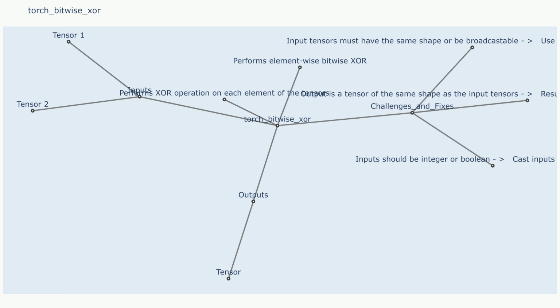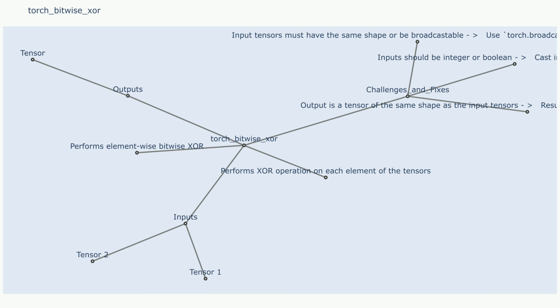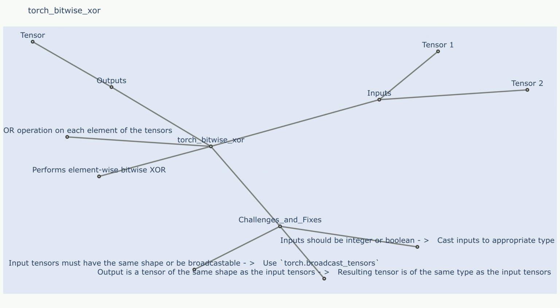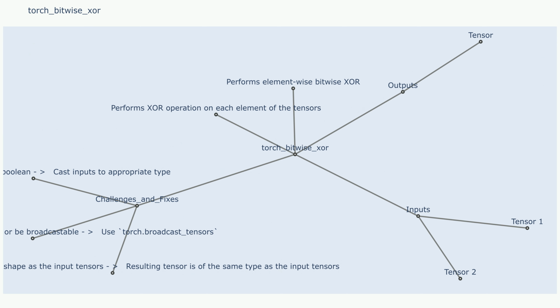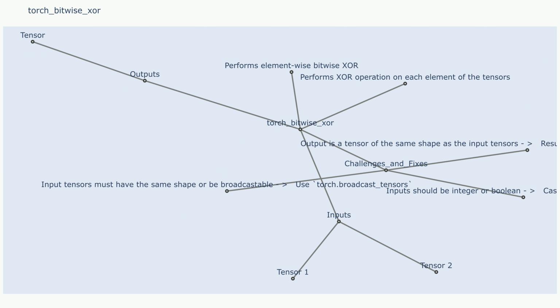torch.bitwise_xor. Description: the torch.bitwise_xor function performs the bitwise XOR operation on two tensors element-wise. Inputs. Input 1, a tensor containing integer values, e.g. torch.tensor([1, 2, 3]). Input 2, another tensor containing integer values having the same shape as input 1, e.g. torch.tensor([4, 5, 6]).